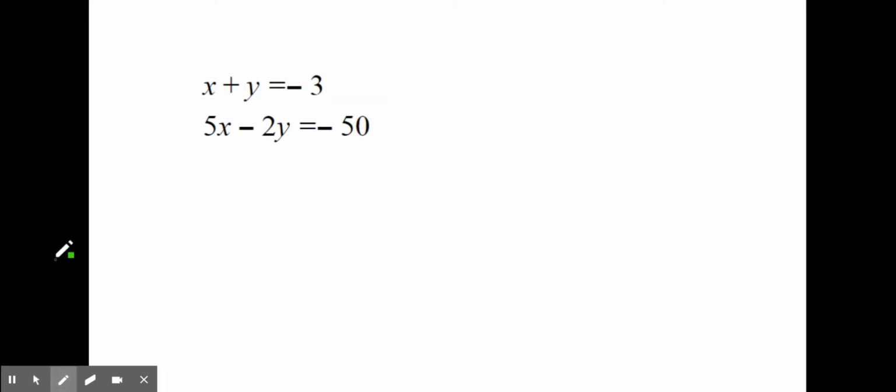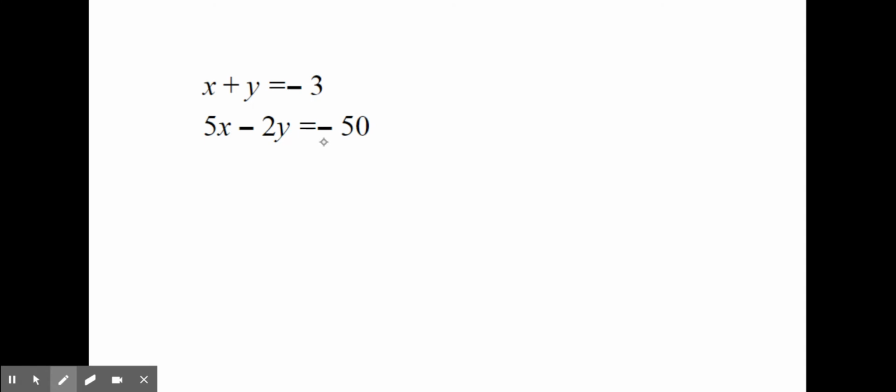We are going to look at the last thing we need to learn about solving systems of equations. This is still elimination. Notice that the two lines are written in standard form, but there's going to have to be an extra step that we didn't have to do when we just simply added the equations together or subtracted them. Okay, so my first equation is x plus y equals -3, and my second equation is 5x minus 2y equals -50.